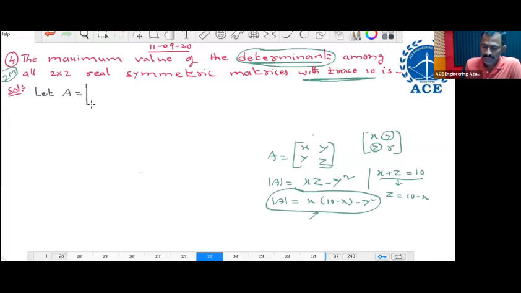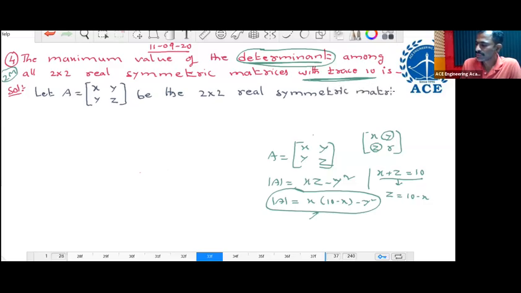Let capital A equal to the 2 by 2 matrix with elements x, y, y, z be the 2 by 2 real symmetric matrix such that trace equal to 10. That is, x plus z equal to 10.